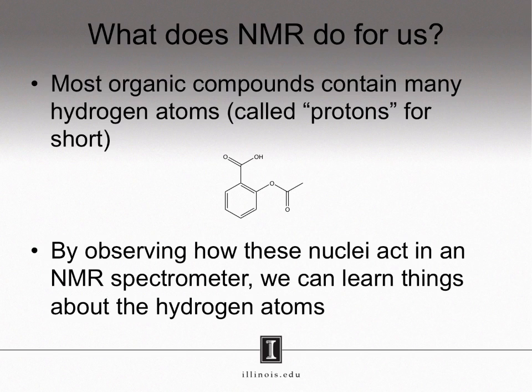The previous webcast ended with this slide. Most organic compounds contain many hydrogen atoms, as you can see from the structure of aspirin here on this slide. We have hydrogen atoms on the aromatic ring, we have hydrogen atoms on the methyl group over here, and we have a hydrogen atom here as part of the carboxylic acid. As you might imagine just from looking at the molecule, there are many different types of hydrogen atoms. How might that affect an NMR experiment?